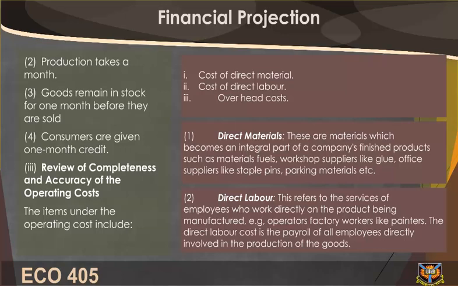2. Direct labor. This refers to the services of employees who work directly on the product being manufactured. For example, operators, factory workers like painters. The direct labor cost is the payroll of all employees directly involved in the production of the goods.